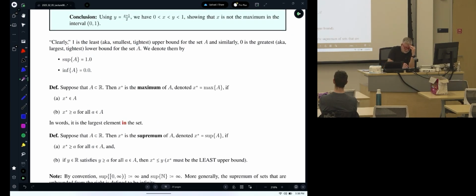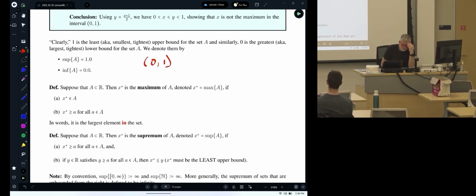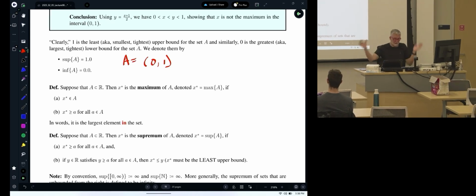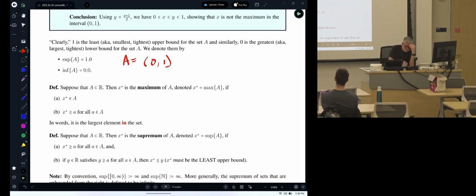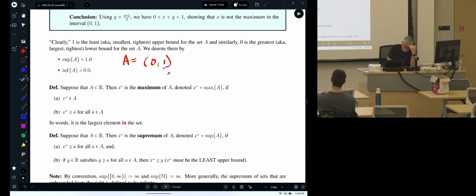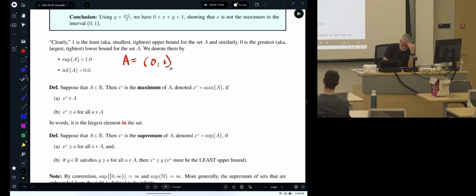So this is for the interval 0, 1. At the supremum of that set, it's the tightest upper bound. 3 is an upper bound for this set. 1.1 is an upper bound. 1.00001 is an upper bound, but 1 is the tightest upper bound.